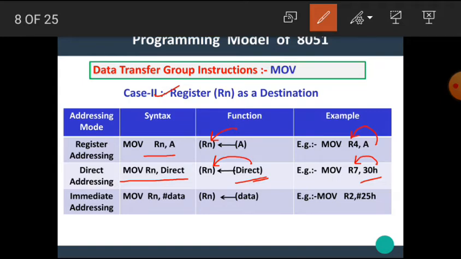The next syntax is MOV Rn, immediate data. That means the data given is directly copied into the destination register. For example, MOV R2, #25h. That means this 25h is directly copied into the register R2. After this instruction, the register R2 has the value 25h.